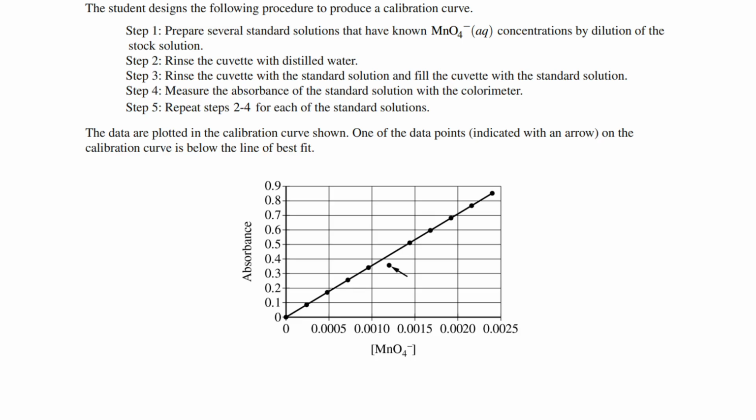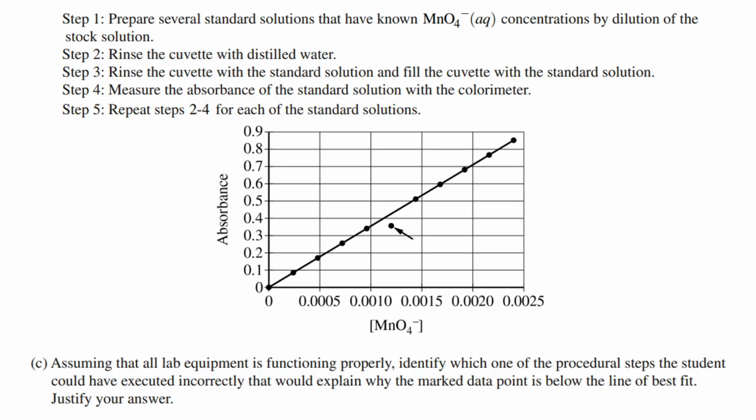The data are plotted on the calibration curve shown. One of the data points indicated with an arrow on the calibration curve is below the line of best fit. So let's move on to the rest of the question. I've trimmed it down here on the screen, but I've got those steps still up here above. I still have the graph, and here's the question.